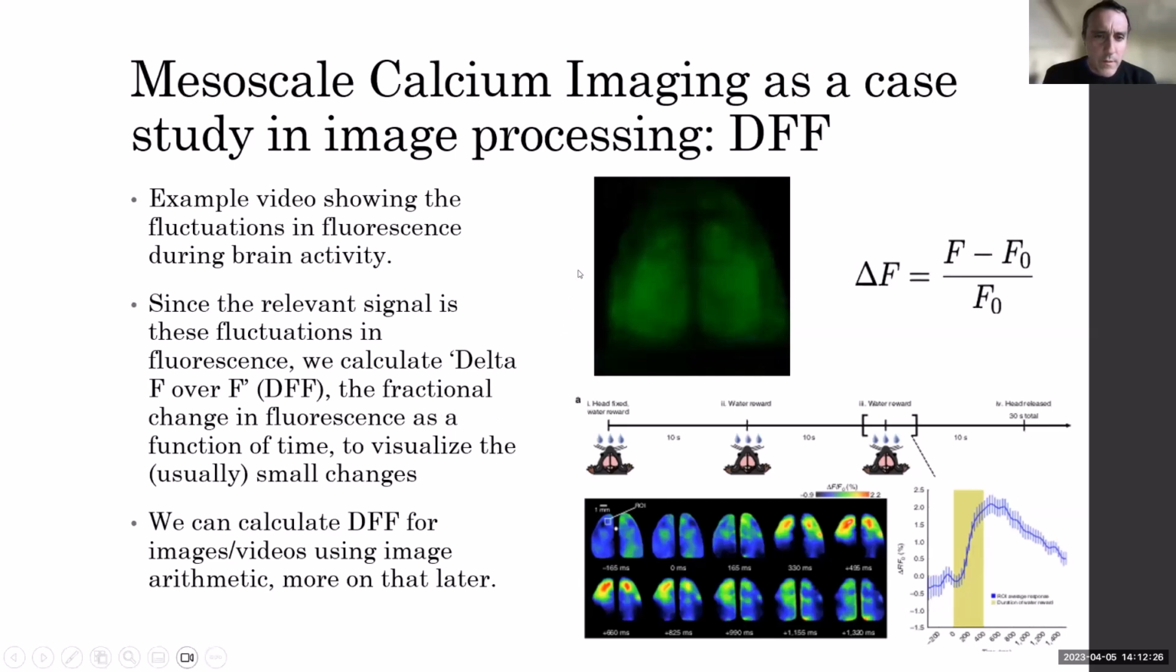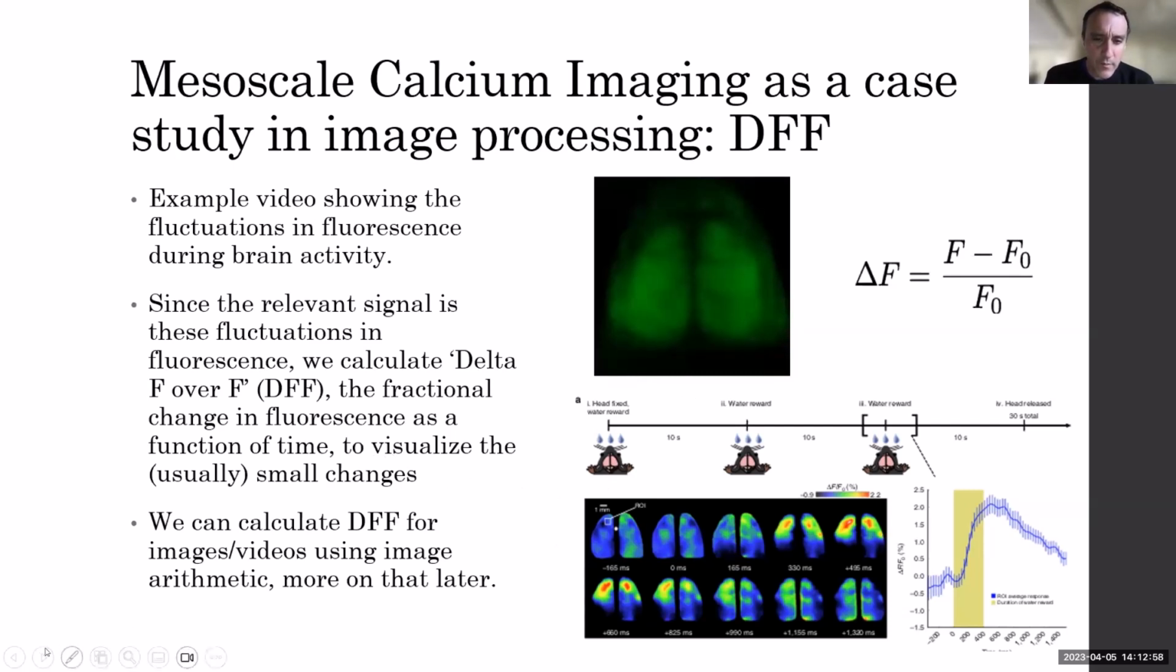But basically, you're seeing an image of the cortex, the green fluorescence coming to the camera. But the changes are not very large. So typically what we do to enhance our ability to detect the fluorescent changes that correspond to the brain activity is we calculate this thing called delta F over F, which is really just the fractional change in fluorescence from some baseline.